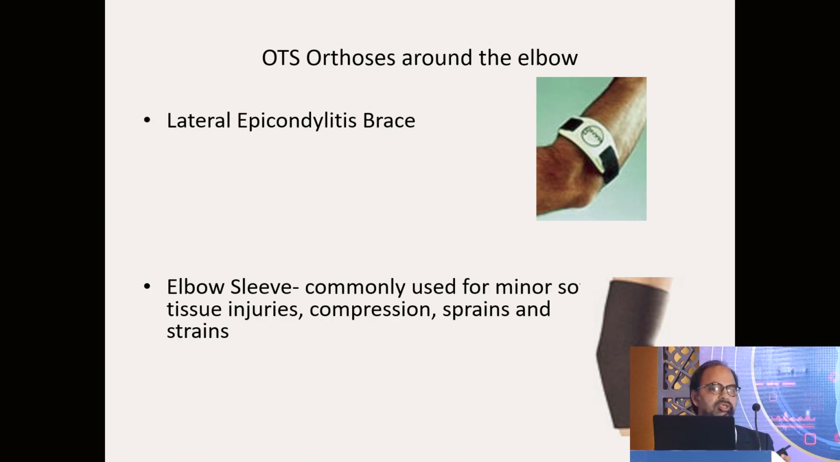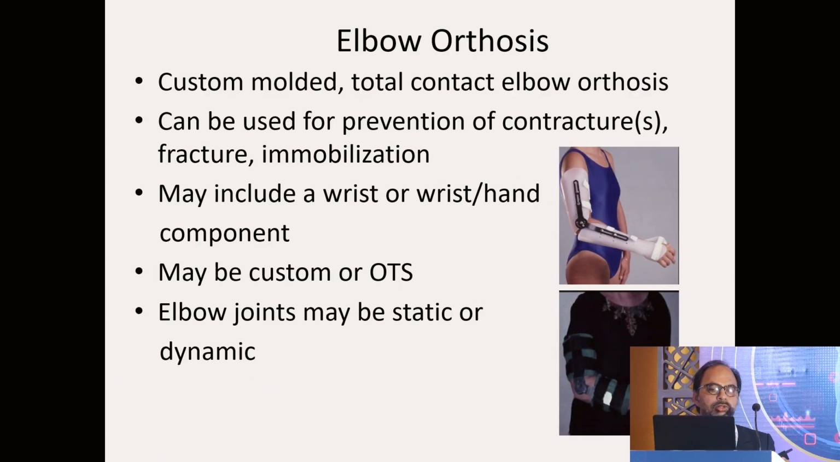Then there are over-the-shelf orthoses around the elbow: the lateral epicondylitis brace, which we commonly call a tennis elbow brace. Then an elbow sleeve, commonly used for minor soft tissue injuries, compression, sprains and strains. Then elbow orthosis can be either molded or over-the-shelf, and it can be custom molded. A total contact elbow orthosis can be used for prevention of contracture and, in case of fracture, for immobilization, and may include a wrist or hand component. Elbow joints may be static or dynamic.